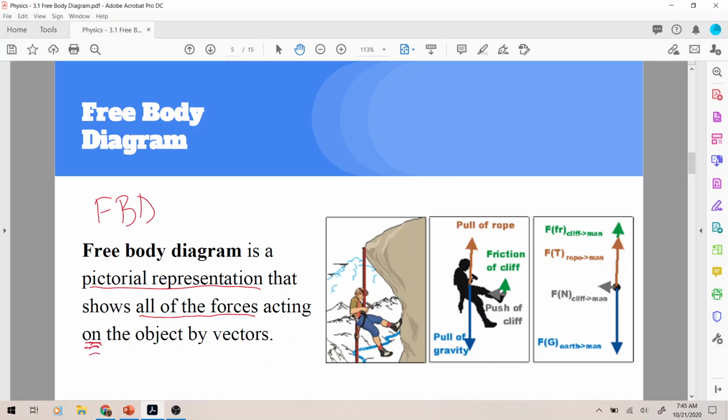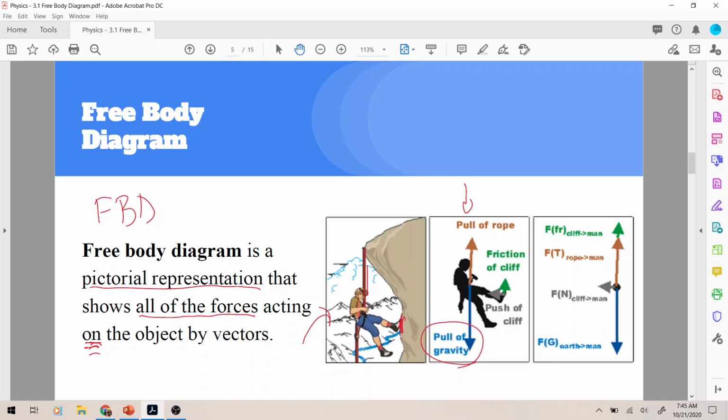Take this hiker, for example. There are a lot of things going on for this guy. Showing all of the forces acting on him with arrows, with vectors, is what we call a free body diagram. So let's see what we have in this case. You have the pull of the rope from the top, and then something is pulling him down, which is the pull of gravity. And this guy is touching the mountain on this part, so he is pushing.